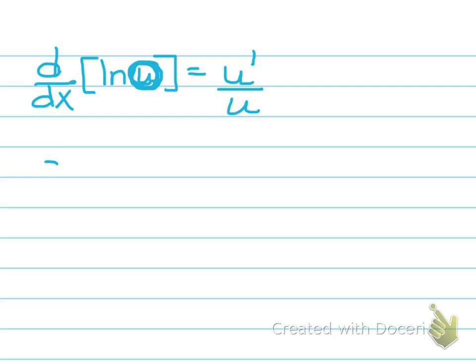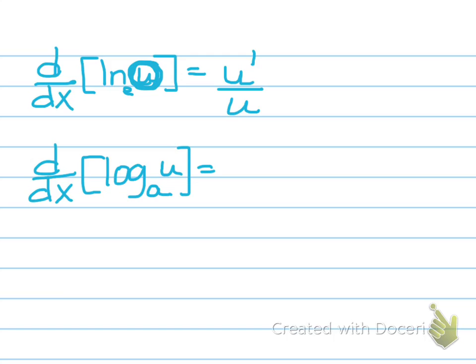And for logarithms that are not natural logarithms, it's very similar. These are just logarithms with a base other than e. Remember, natural logs have an understood base of e, but you can have other kinds of logarithms with other bases. So it's very similar to the u prime over u, but it has something extra because of the different base. It's 1 over the natural log of the base of your logarithm, times u prime over u. So very similar.